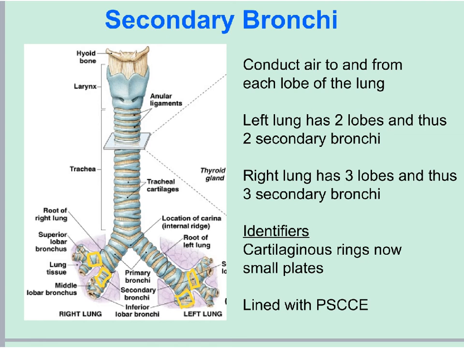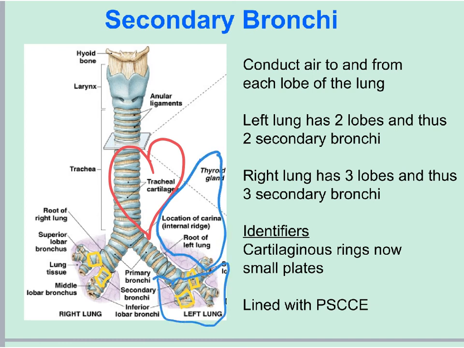So the left lung, because you have the heart sitting right here, only has two secondary bronchi, because the left lung only has two lobes. Let me use a different color here. Let's just say there's a lobe of the lung right here, and there's a lobe of the lung right here. And because there are only two lobes, there are only two secondary bronchi.